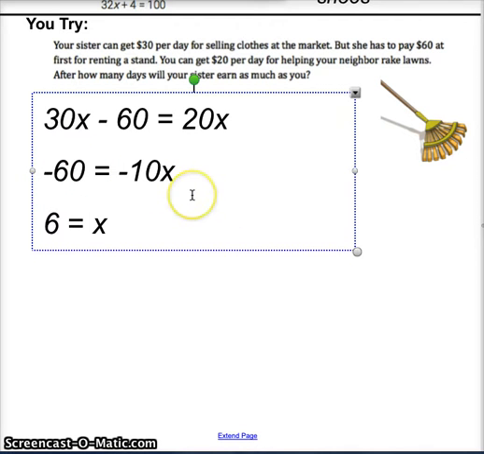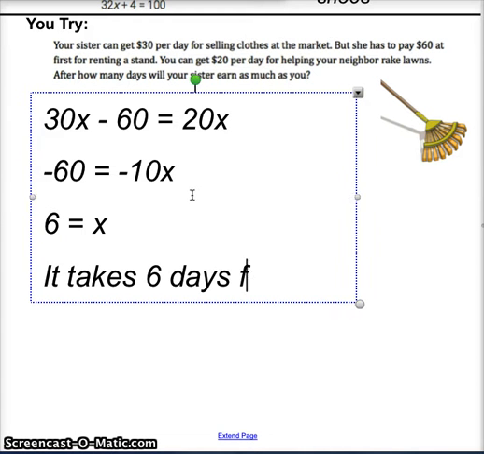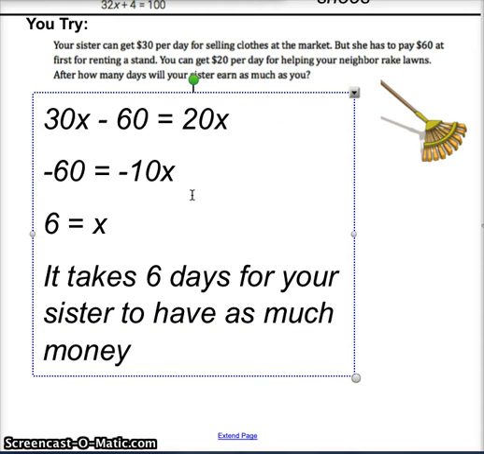So 6 equals x, and here we were talking about the number of days. So it takes 6 days for your sister to have as much money as you.